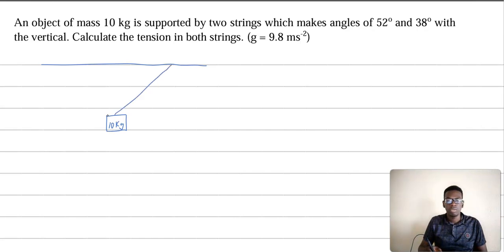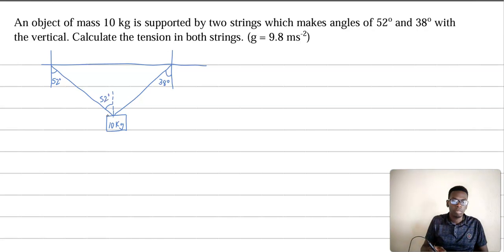So we have one string and we have the other string. The angle between the string and the vertical, the first is 52 degrees and the second makes an angle of 38 degrees. Now, if I draw a vertical over here, this angle will also be 52 degrees, okay, because we have alternate angles here. And this angle here will be 38 degrees.